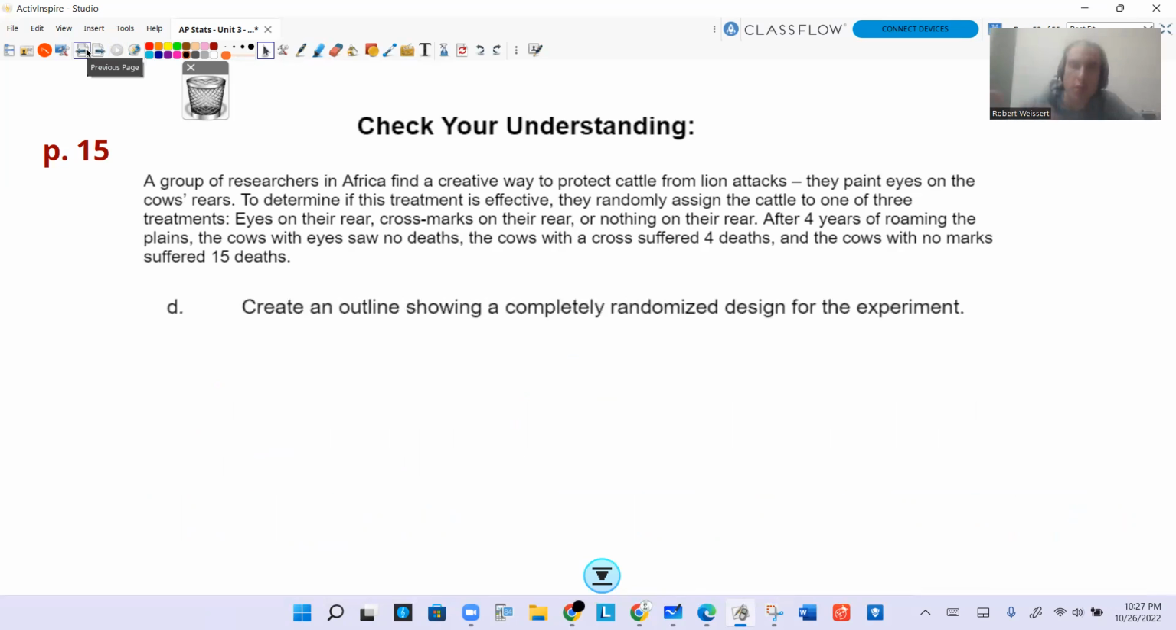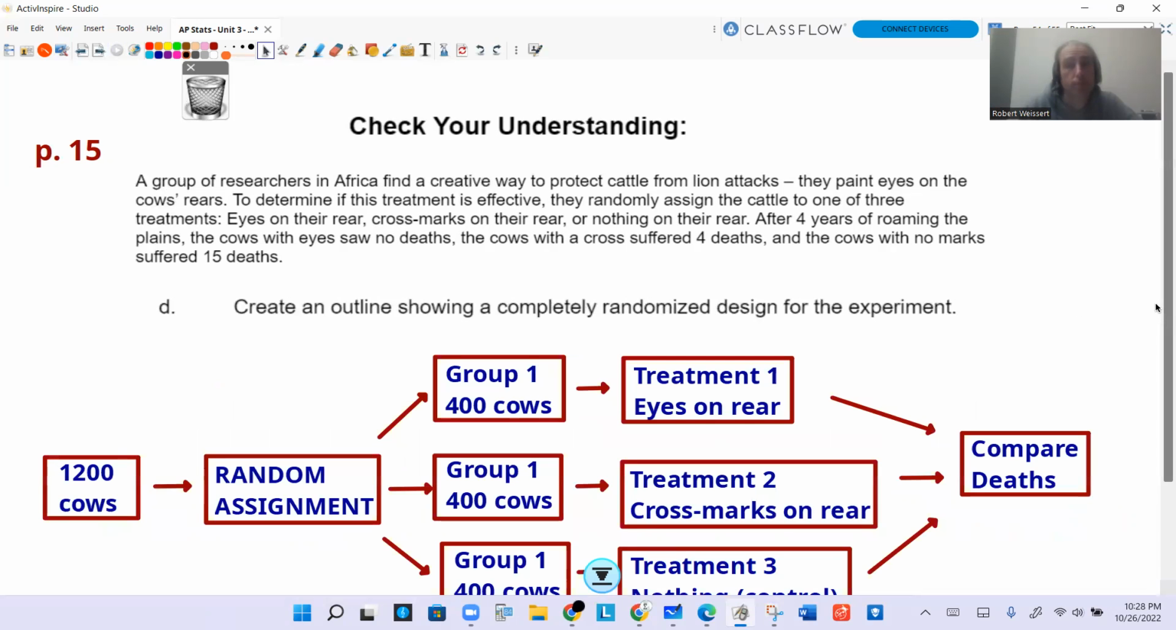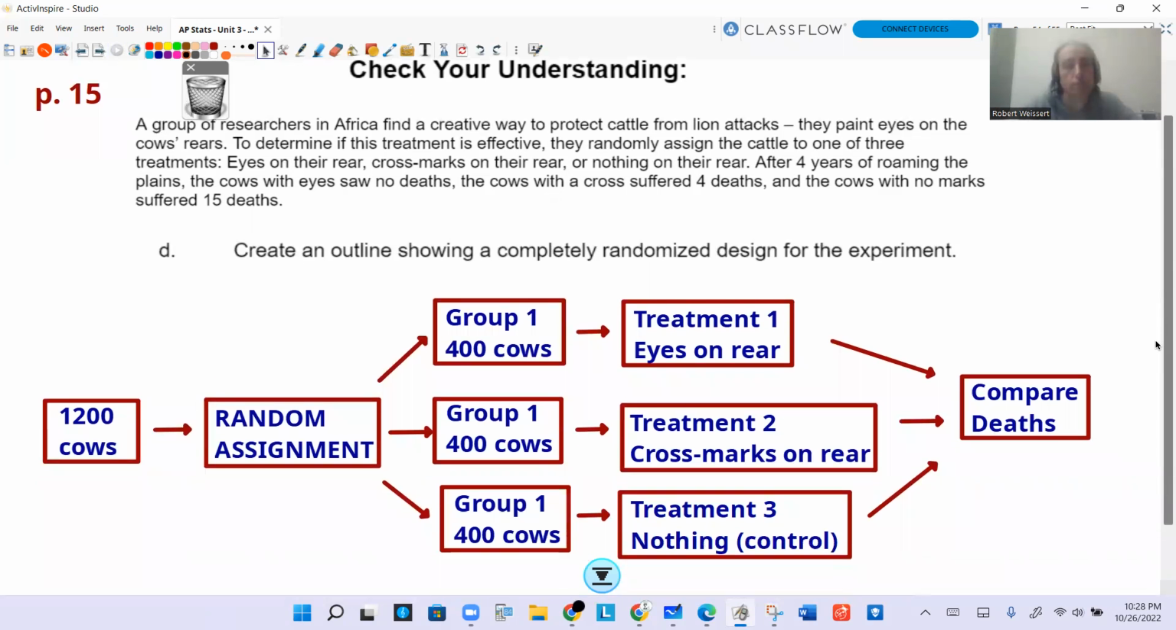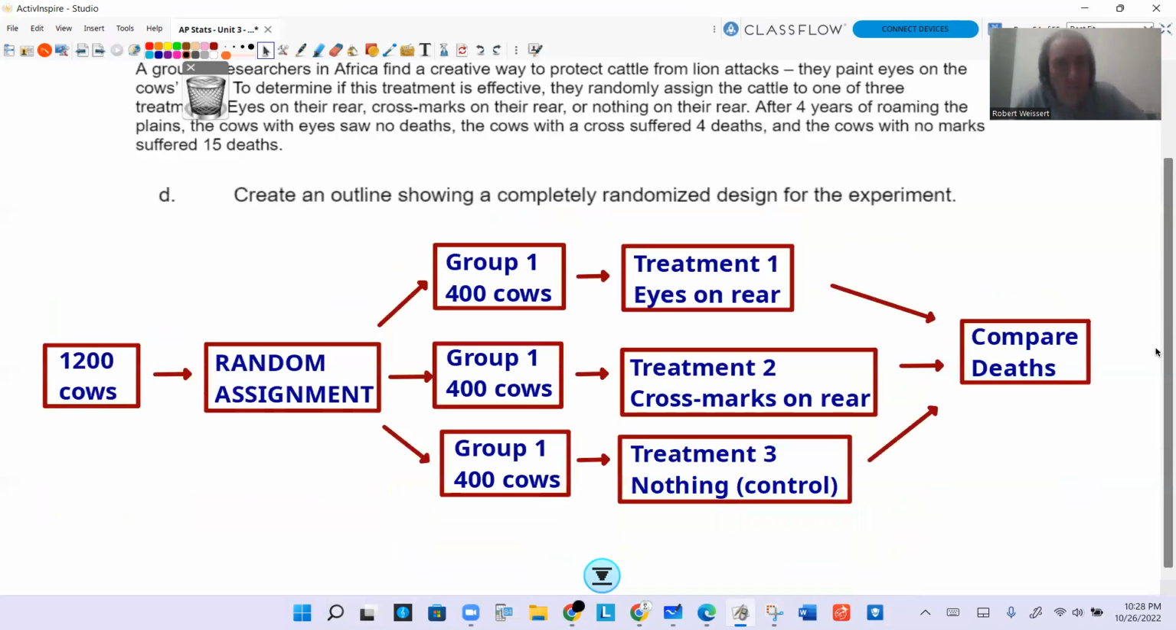Next question: create an outline showing a completely randomized design for this experiment. Here's what I got. Read through it, see if it makes sense. Like a little flow chart. It's kind of fun. Anyway, hope this was helpful, useful.